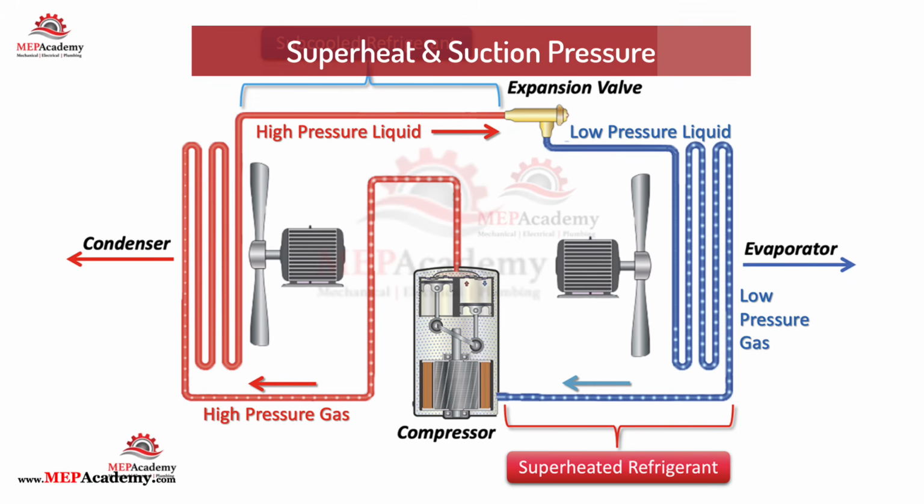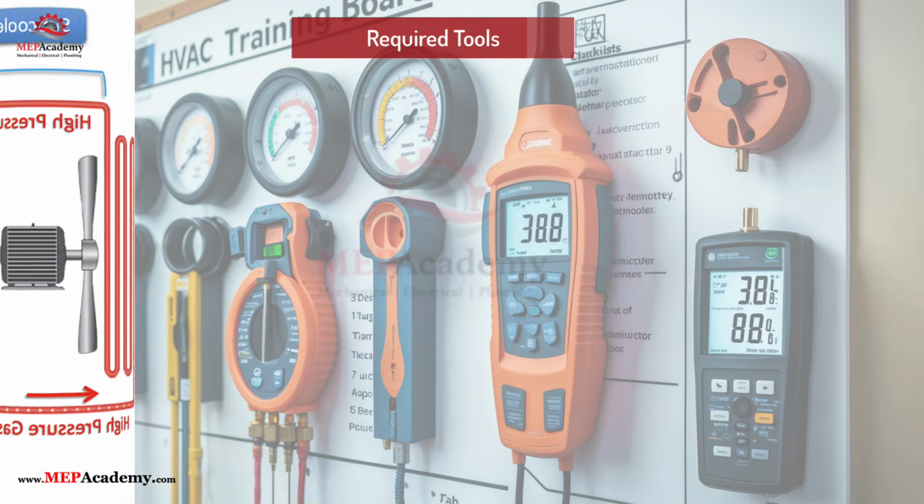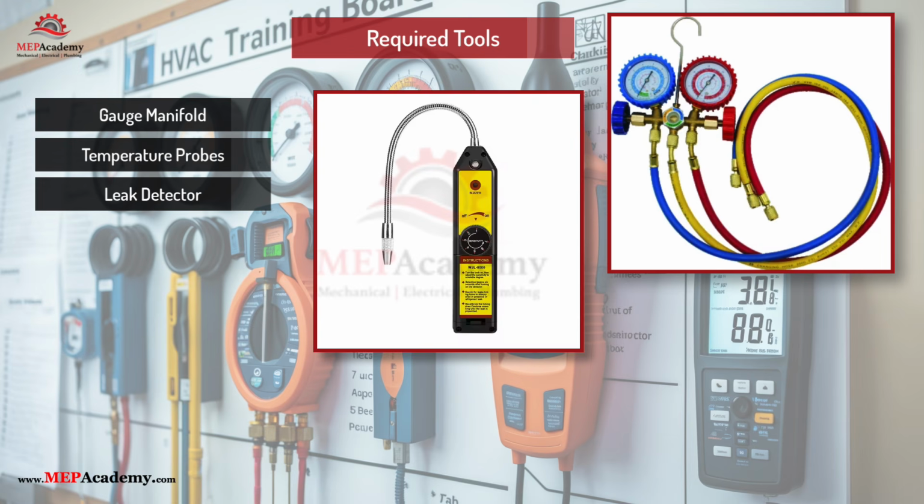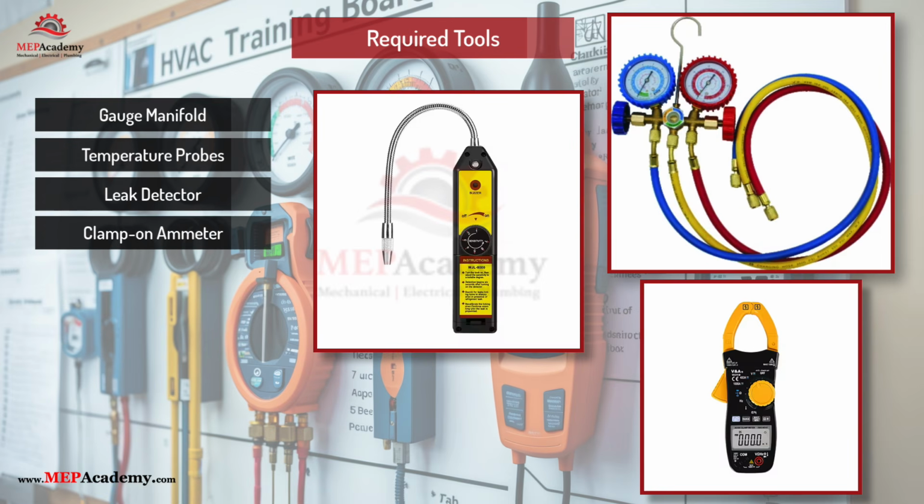Superheat and suction pressure. Don't forget, suction pressure alone isn't enough. Always compare it with the superheat reading. Low suction pressure with low superheat might mean flooding or a bad TXV. Low suction with high superheat typically points to a starved coil. Tools you'll need: manifold gauge set or digital gauges, temperature probes for superheat and subcooling, electronic leak detector, clamp-on ammeter, thermal imaging or IR gun.